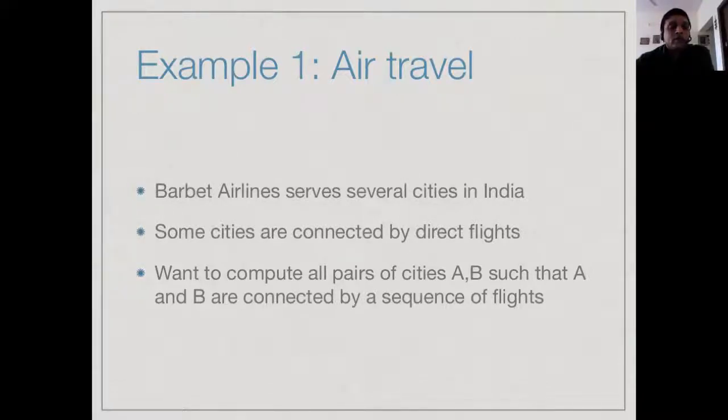And of course, although it serves several cities, it doesn't really connect all these cities directly. Only some of the cities are connected by direct flights. And for other pairs of cities, you have to take a hopping flight. You have to go via an intermediate city. So our first goal may be to compute every pair of cities which are actually connected by this network served by this airline. So how do we find out all pairs of cities A, B such that A and B are connected by a sequence of flights?